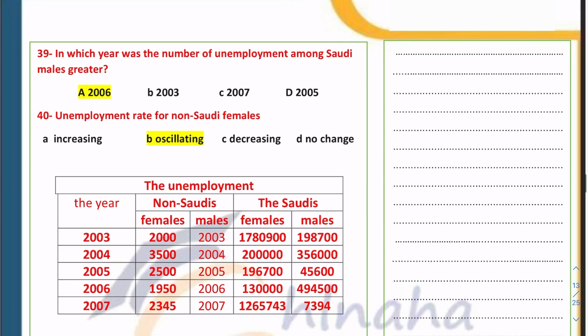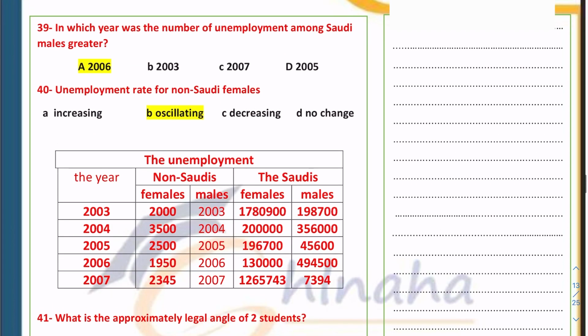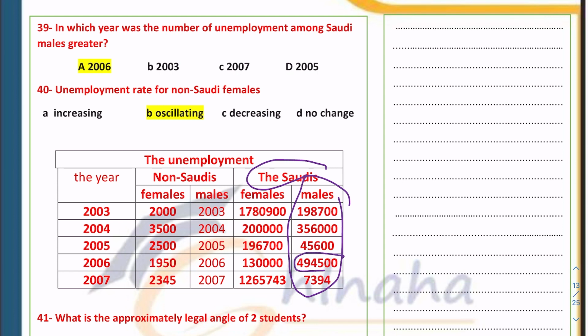In which year was the number of Saudi males greater? This is Saudi, male. Which one is the greatest one here? It's 494,000. So this is 2006. Okay. Now, let's take question number 40.